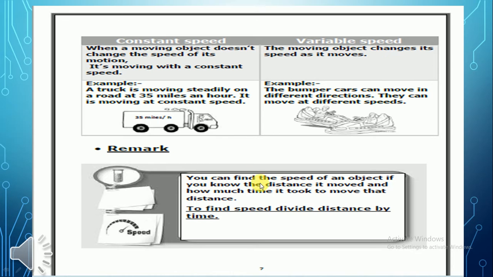You can find the speed of an object if you know two things: the distance it moved and how much time it took to move. So we have to know two things: distance and time. Again, distance and time. To find speed, divide distance by time. Okay, so let's watch this video to know more about how we can find speed.